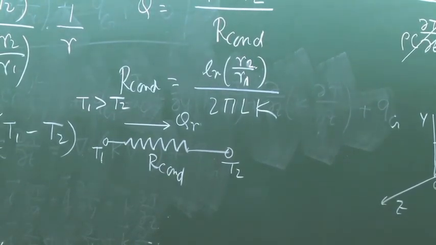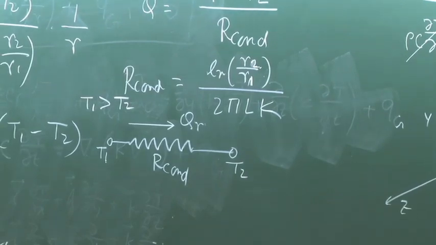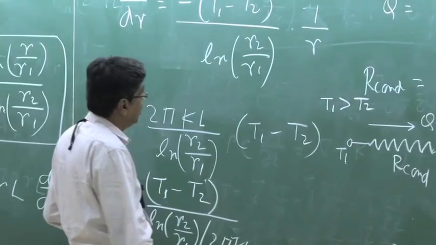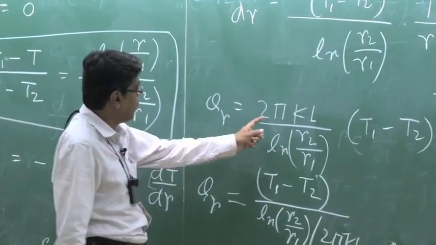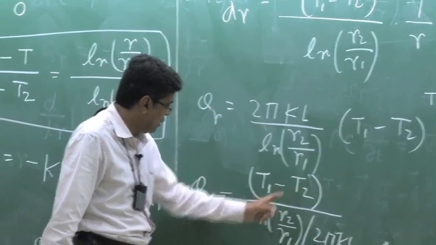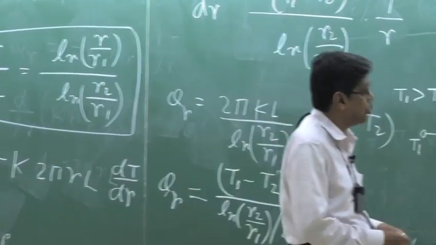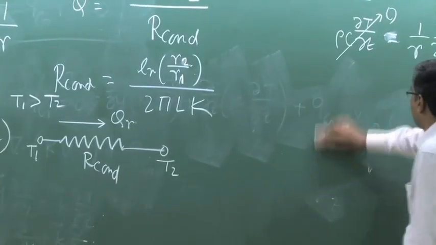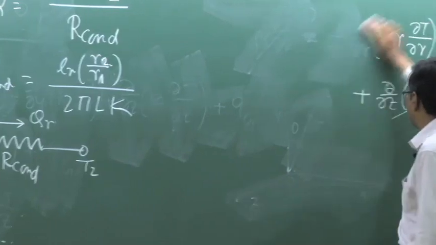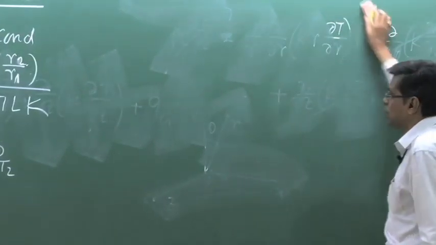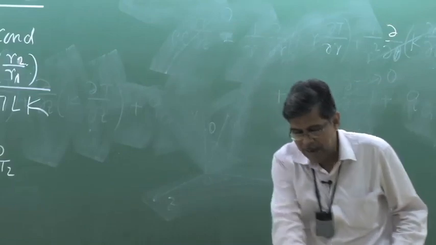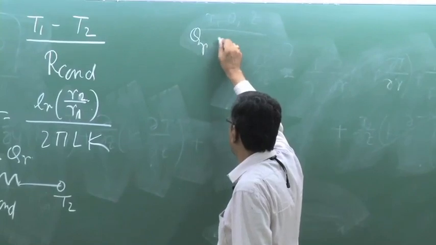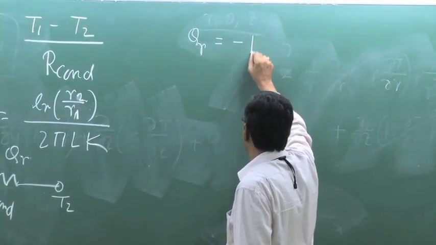Now this can also be deduced in a much simpler way. How? The same thing: Q is 2 pi KL, T1 minus T2 divided by ln R2 by R1. I am telling you another method which you see often in books, because this is a very generalized approach to find out the temperature distribution. But another method is sometimes used: at any radial location, Qr.